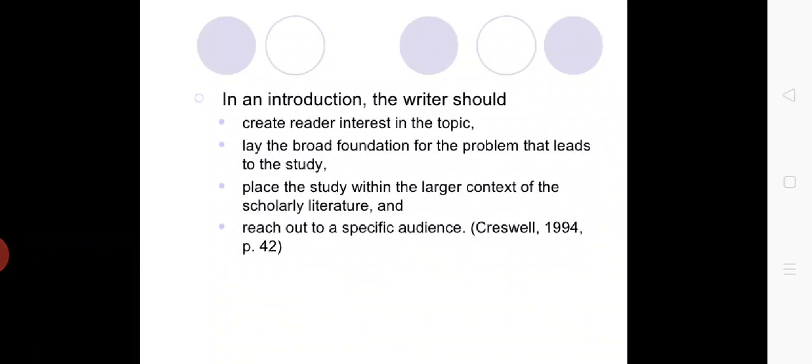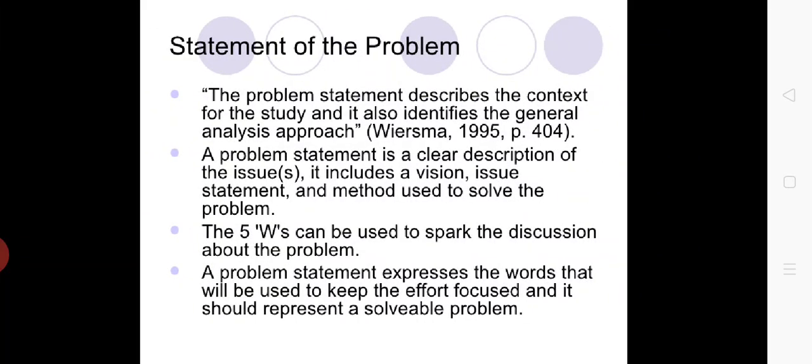After the background of the study, we need to write about the statement of the problem. Statement of the problem, or the problem statement, describes the context for the study, and it also identifies the general analysis approach. A problem statement is a clear description of the issue. It includes a vision, issue statement, and method used to solve the problem. The 5 W's can be used to spark the discussion about the problem.